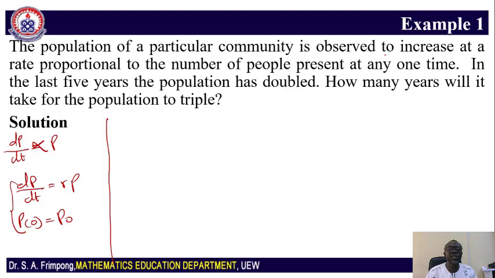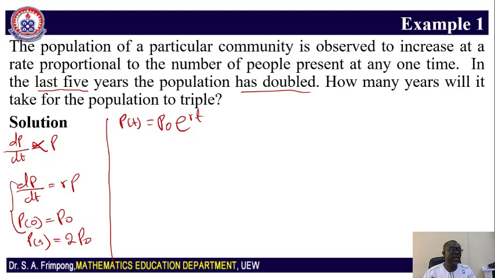Now the further information that we have been told is that in the last 5 years the population has doubled. So that means P(5) is equal to 2P naught. So this is the further information that we have in the population model. So we already know the solution to this. So we solve this, we know you're going to get P(t) to be equal to P naught e raised to the power Rt.